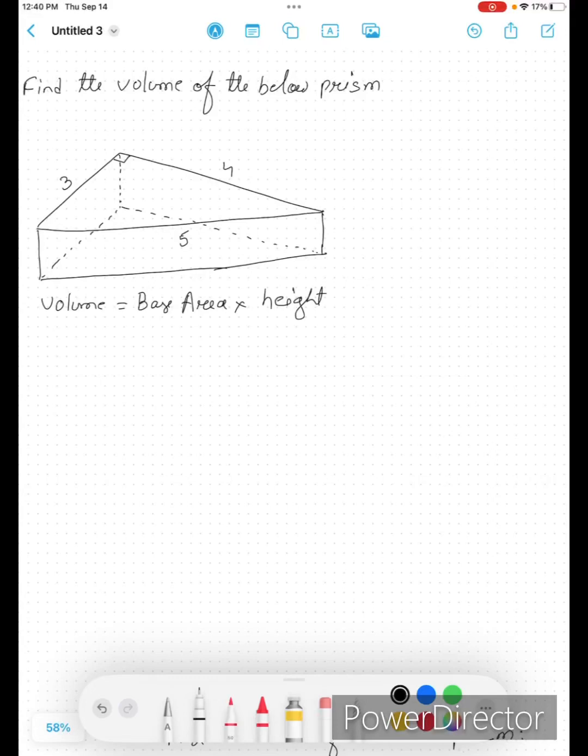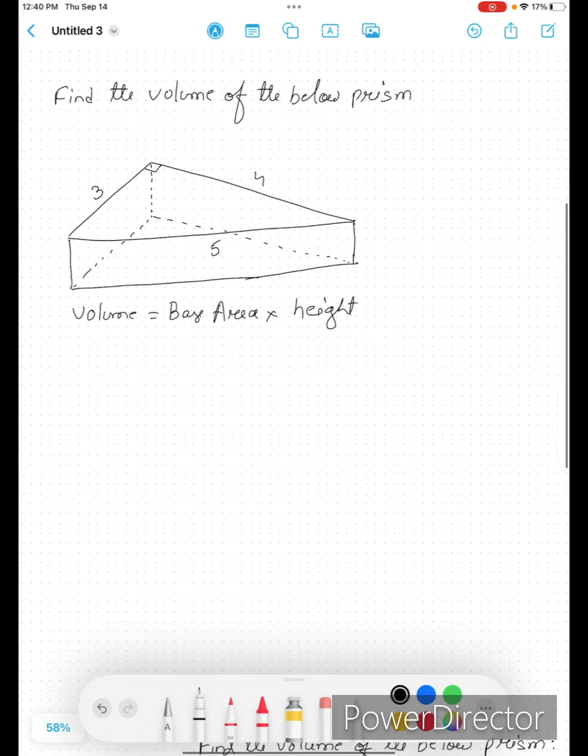In the last video we saw how to find the volume of a prism, and from that we know that volume is base area into height. Now in this example we can decide what is the base area and then multiply it with the height. Let the height be, say, 3 centimeter, and I'm converting all of this unit into centimeter. So base area.